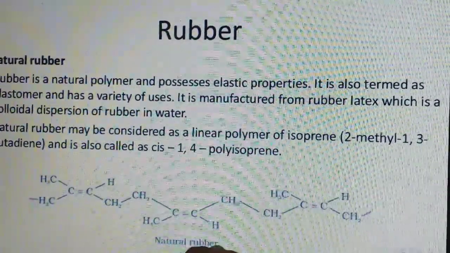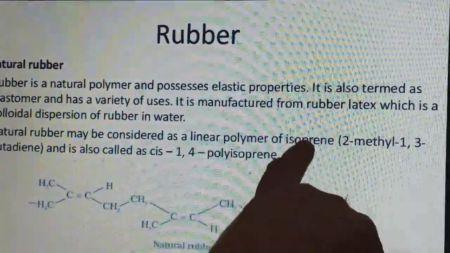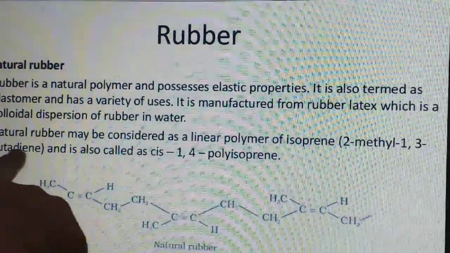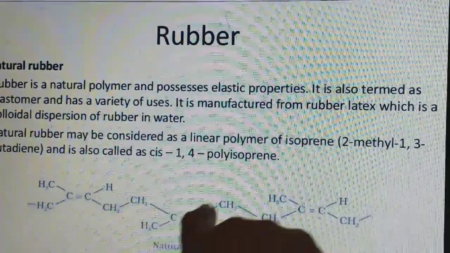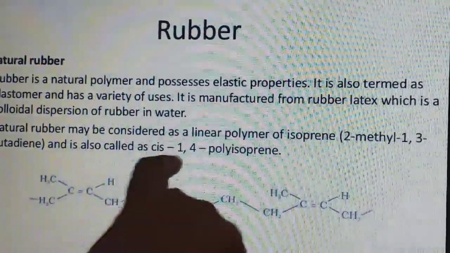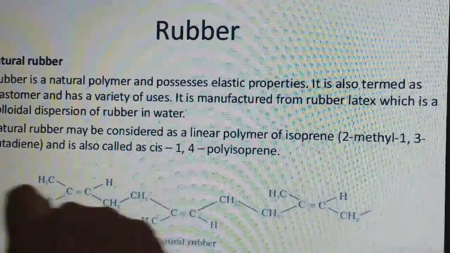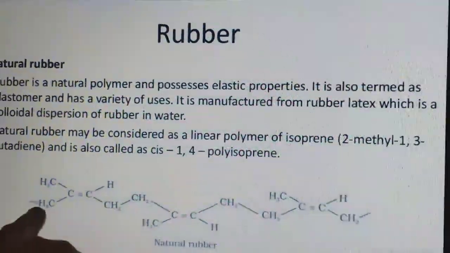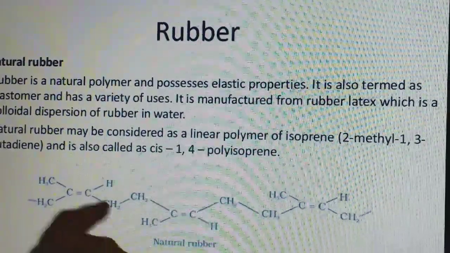So natural rubber is a polymer of isoprene. What is isoprene? 2-methyl-1,3-butadiene. Here the reactions are there. They are arranged in a zigzag manner. And this is one unit. This is another unit. They are extended through the first carbon and fourth carbon.